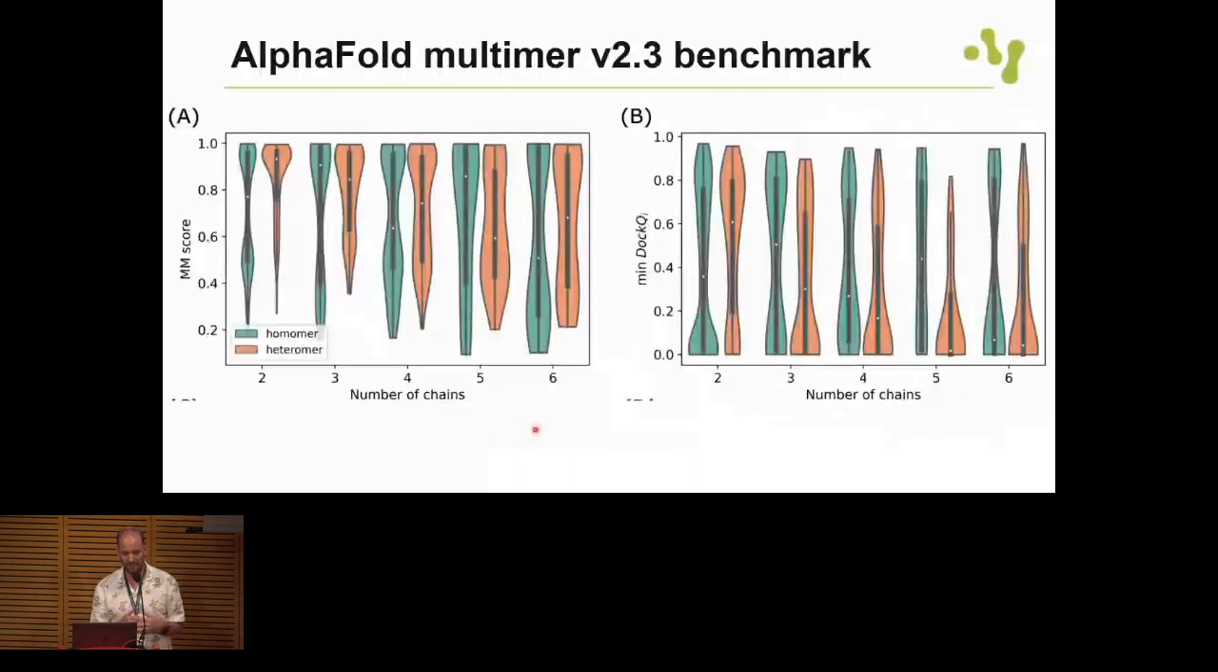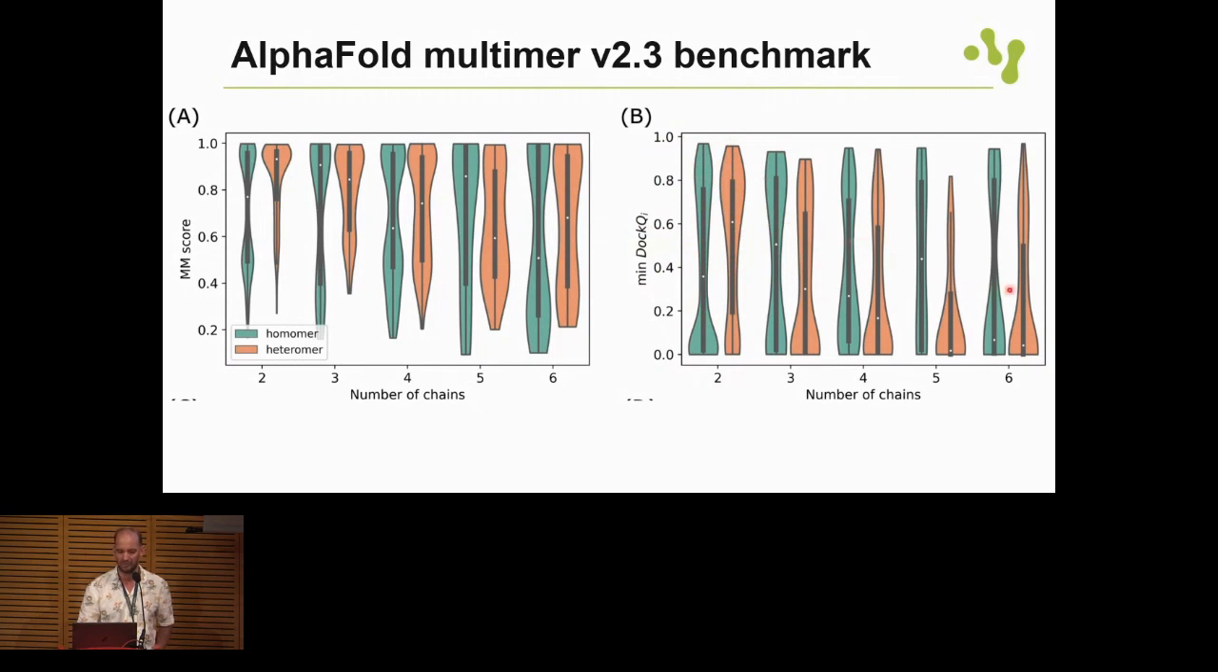And so we did this benchmark, and if you look at the DocQ score here to the right, you see that for dimers, you have a large set of good models and a smaller set of bad models. So it's clearly, as I said before, 60% of the models are good, both for homomers and heteromers. It's a bit worse for homomers for some reason, but then, you see, it drops, particularly for heteromers.